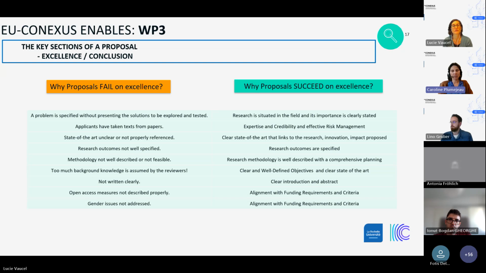The research outcomes are specified. The research methodology is well described with a comprehensive planning. You give clear and well-defined objectives and a clear state of the art. And you have a clear introduction and abstract. You must really focus on your abstract as it is the very first part which is read by the reviewers. And to finish, alignment with funding requirements and criteria.